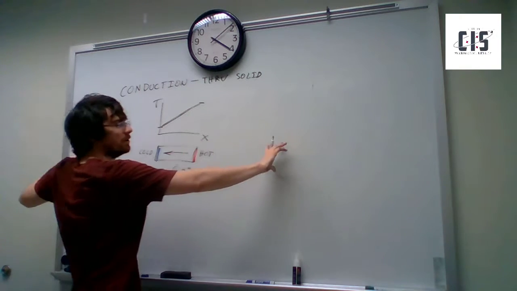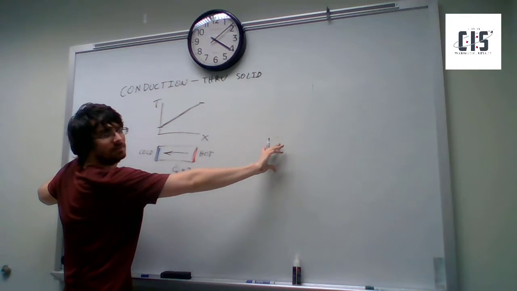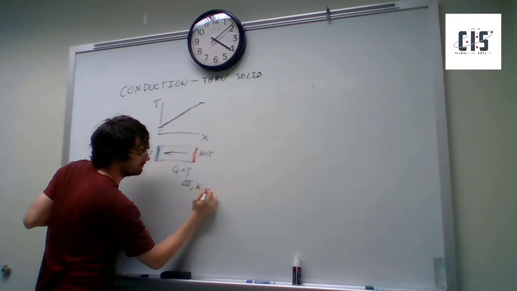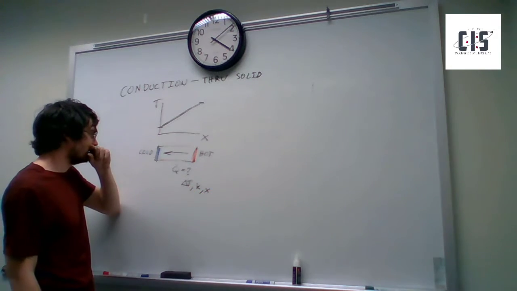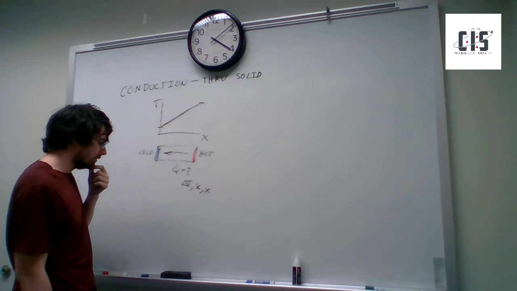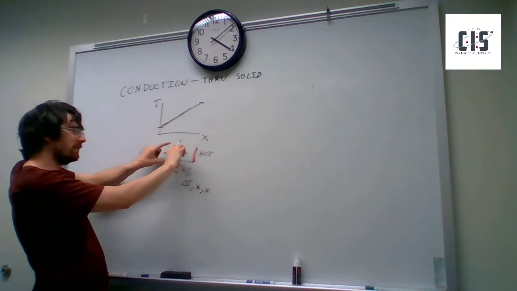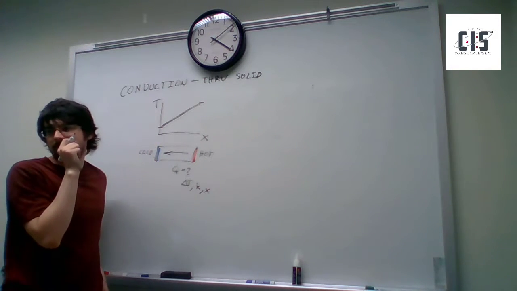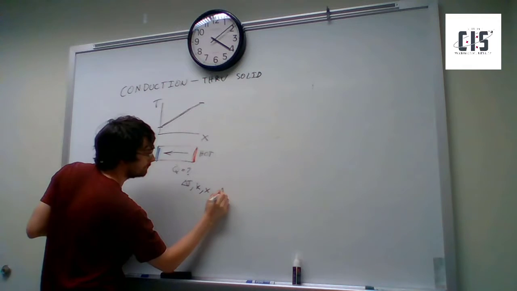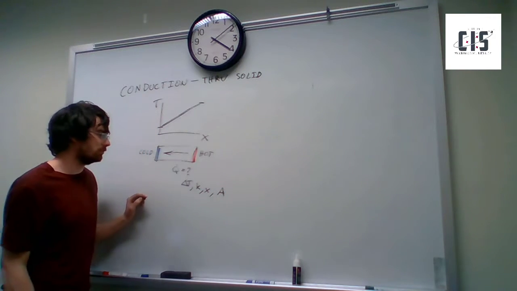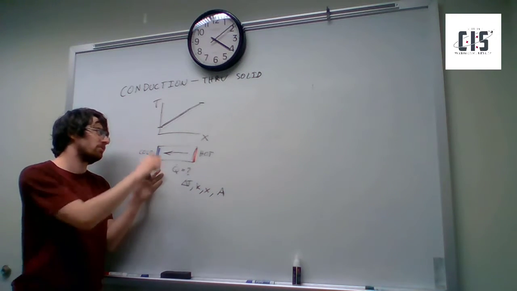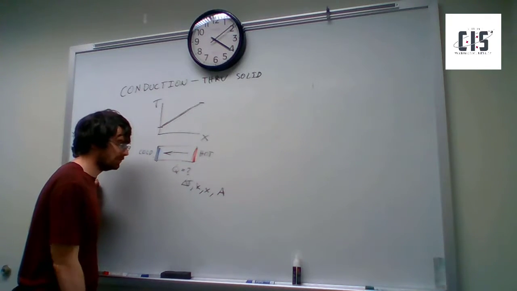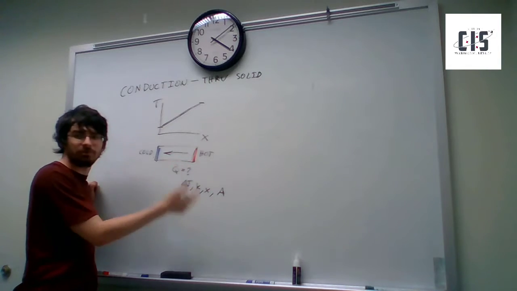If I make this super long, you think that's going to change things? Yeah, it's going to make it much harder. Yeah, it's going to make it a lot slower. So distance, I'll just use x. And then if this is very, very thin, I think that's going to make a difference. So that would be area of interaction? Yes, area. So for all of my calculations, I'm going to assume that the area is constant. Okay. And I'm going to assume that the temperature drops linearly. That's a pretty good estimate.